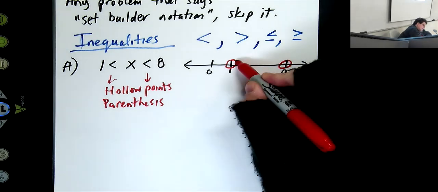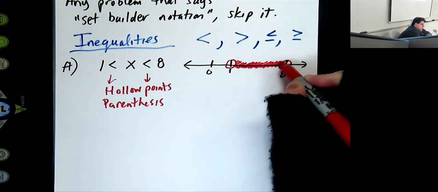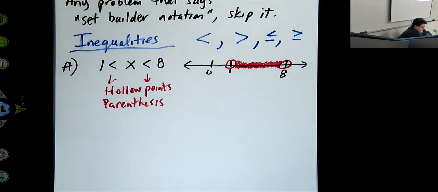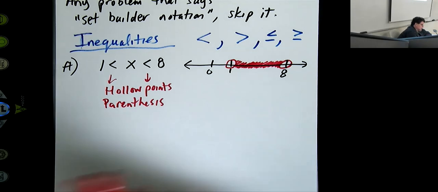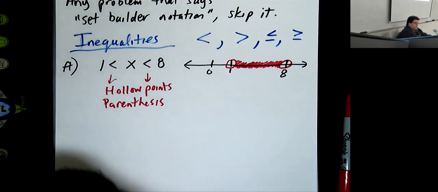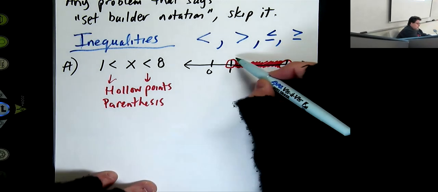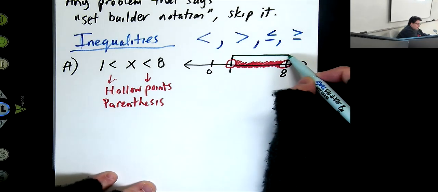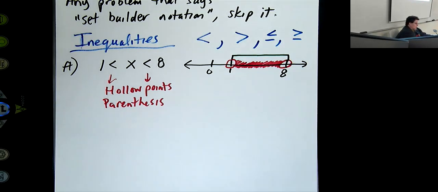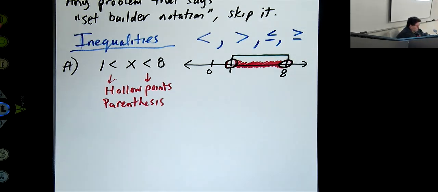Now x is any value between them, so I can shade the line between. If you don't like shading, it's a pain if you don't have a bunch of colors. Another way to do it is to draw a little line above them, connecting them. So that's another way of doing that.